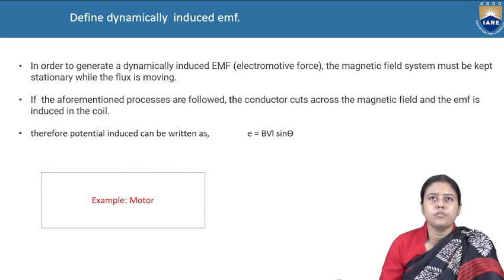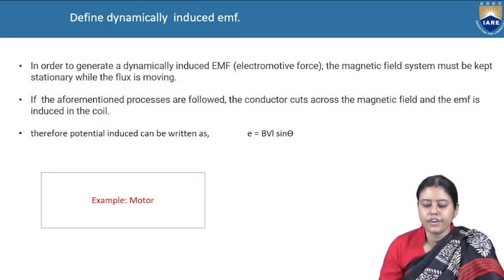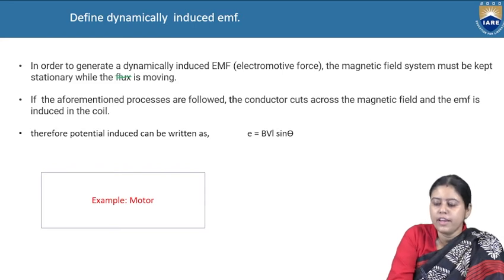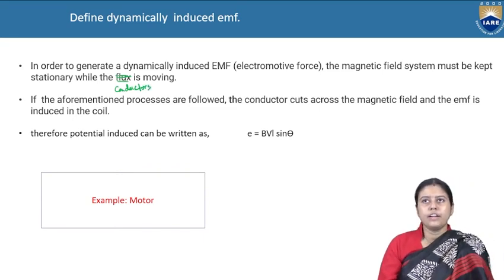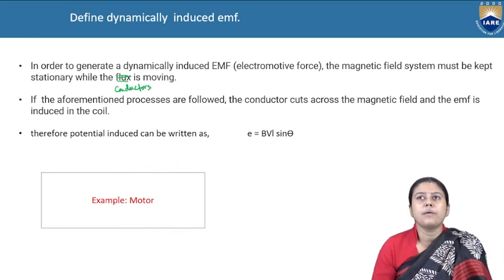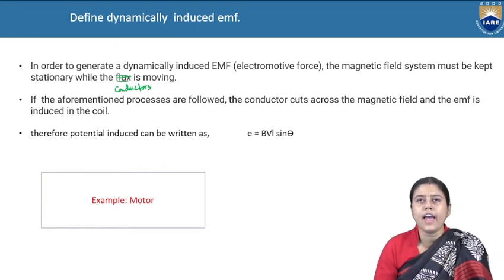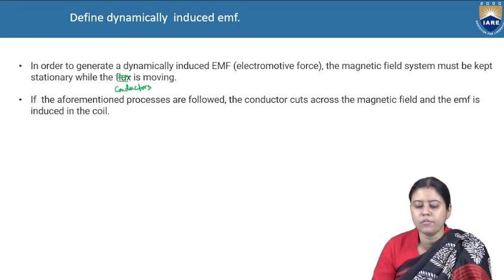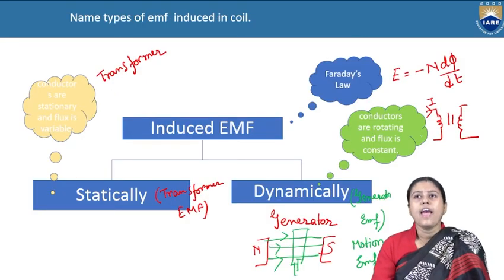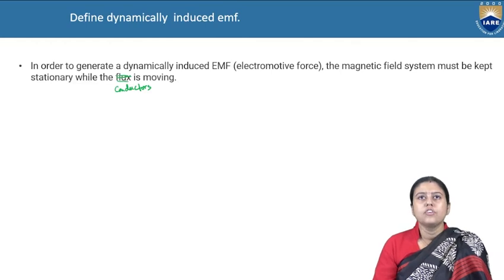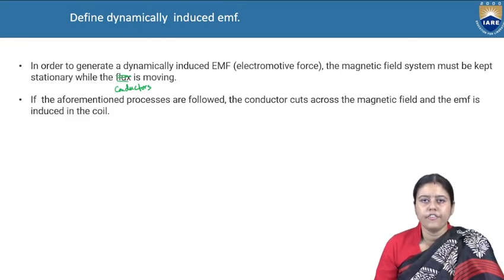Already we have told that according to the definition, the magnetic field must be kept stationary and the flux, not flux actually, field is stationary and the conductors are rotating. We should write here conductors are rotating. The language is a little mistaken. So the magnetic field becomes stationary and conductors are rotating. Already we have discussed in the previous slides, conductors are rotating and flux is constant. So we are getting this definition.